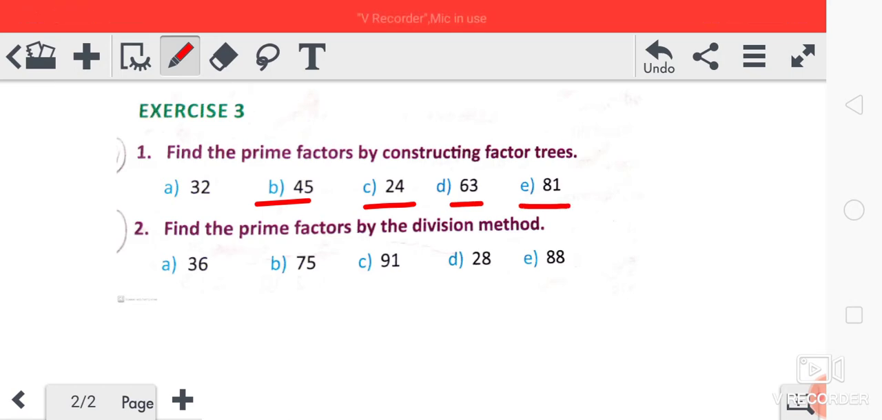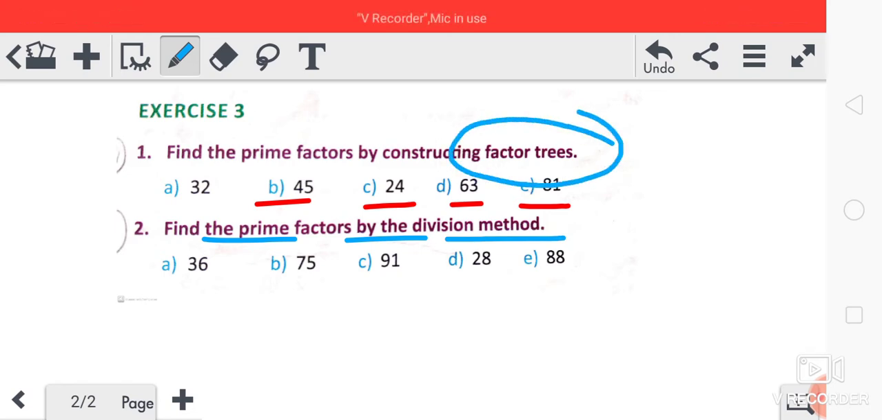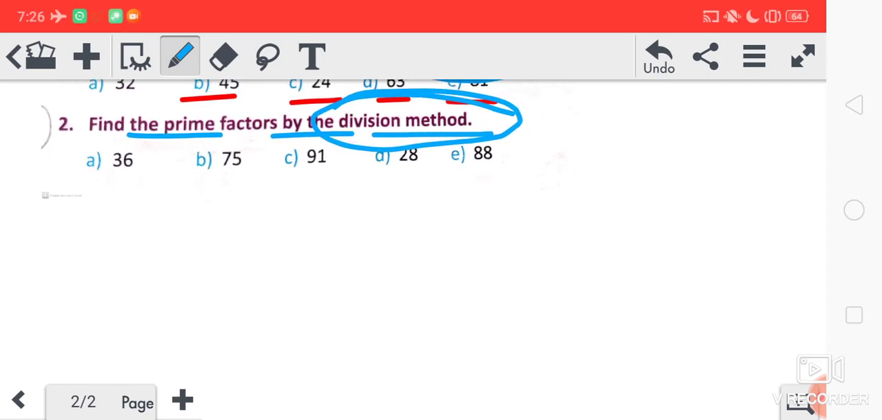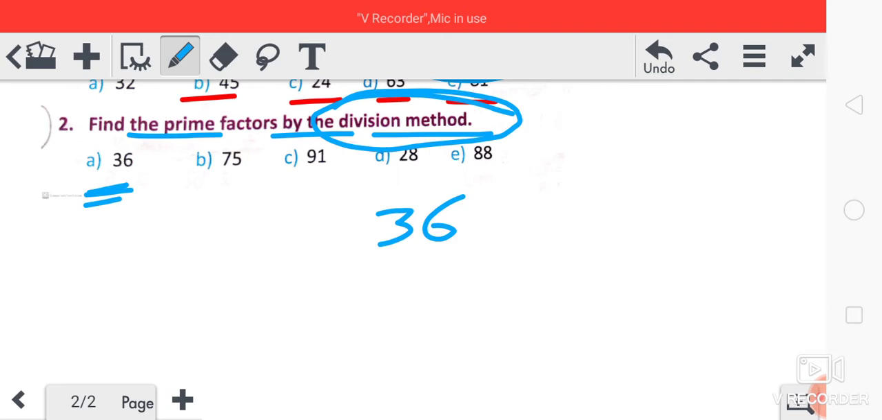Okay, now another method to find the prime factors. Okay, find the prime factors by the division method. This one is the factor tree method, and we are going to learn another one, that is the division method. Okay, so with the division method how can we do? Now it's very simple. Okay, come to question number 2a, 36. So how can we do it by the division method?